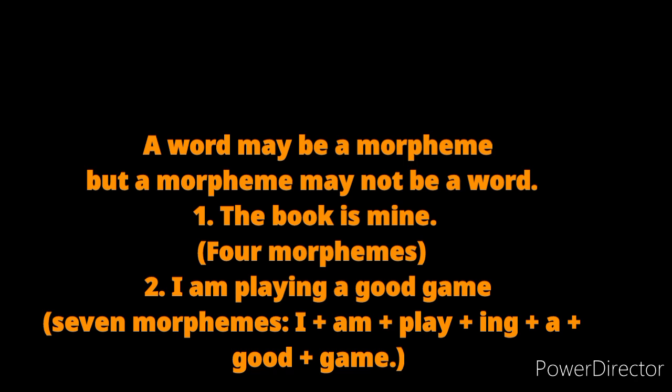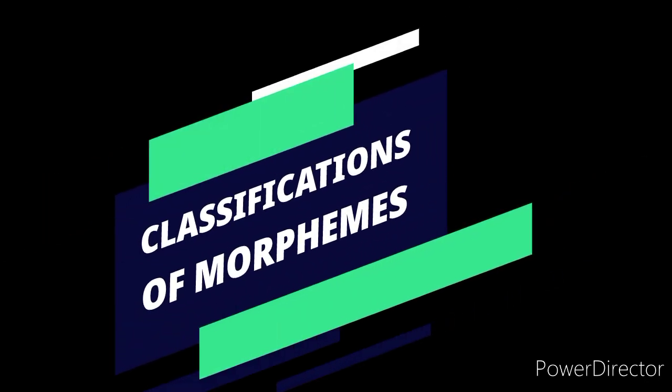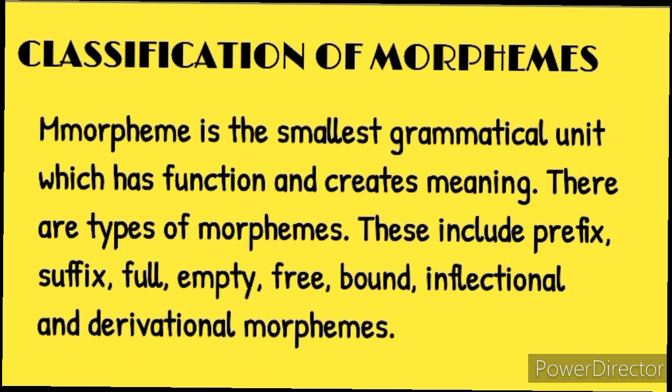Let's consider these examples. Example 1. The book is mine contains 4 morphemes. Example 2. I am playing a good game has 7 morphemes. That is I plus am plus play plus ing plus a plus good plus game. We have to note that a word may be a morpheme, but a morpheme may not be a word. And also note that a morpheme cannot be divided into smaller meaningful parts.